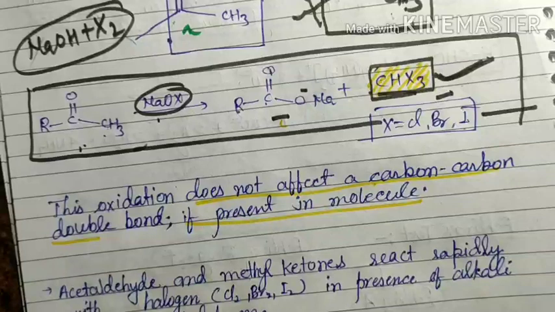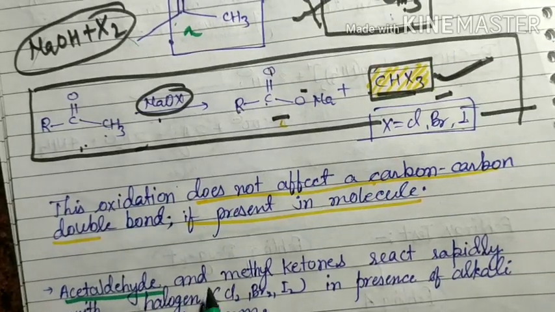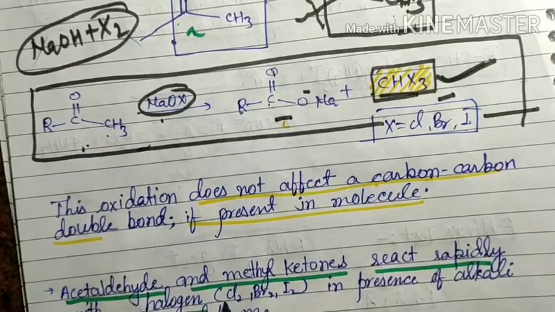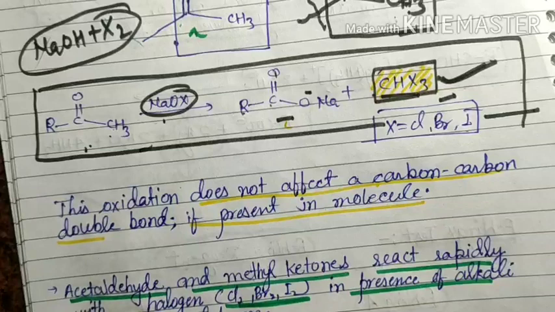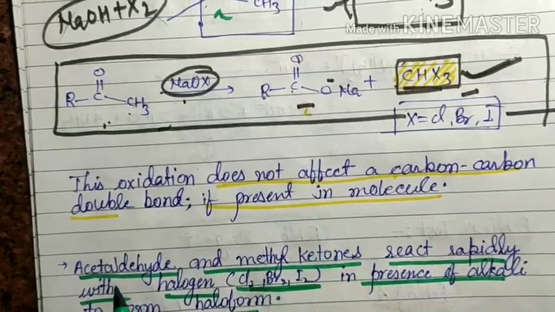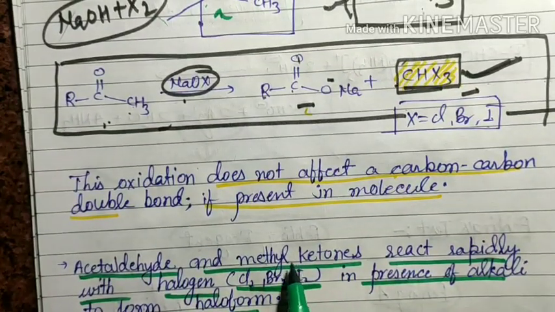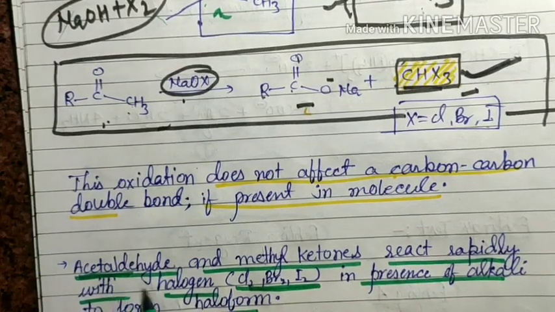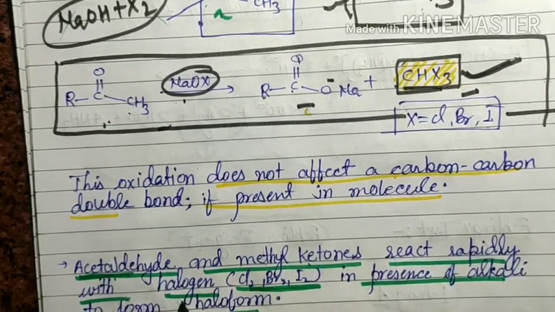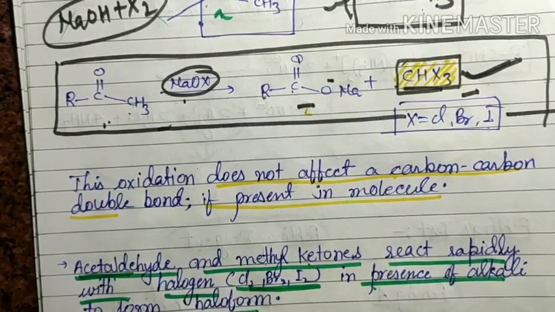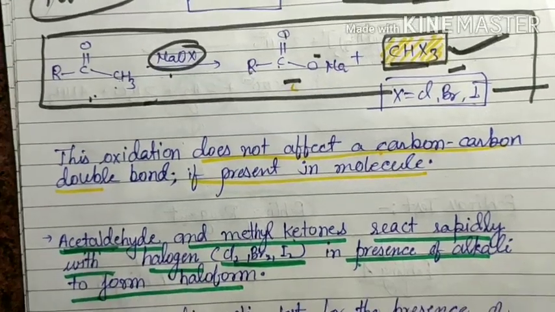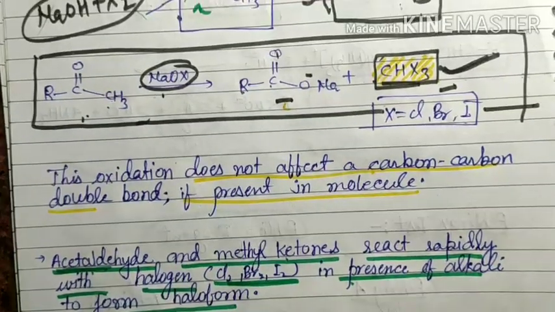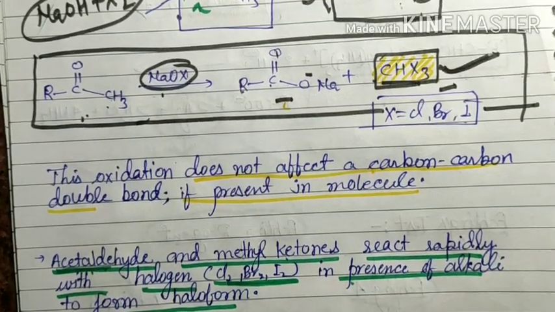Next one, aldehyde and methyl ketone. Aldehydes and methyl ketones react rapidly with halogen, meaning Cl2, Br2, I2, in the presence of alkali to form haloform. This is the statement about the reaction. The aldehyde here is acetaldehyde, CH3, C double bond OH. Acetaldehyde and methyl ketones react rapidly with halogen in the presence of alkali to form haloform. It is used as a diagnostic test for the presence of the COCH3 group.